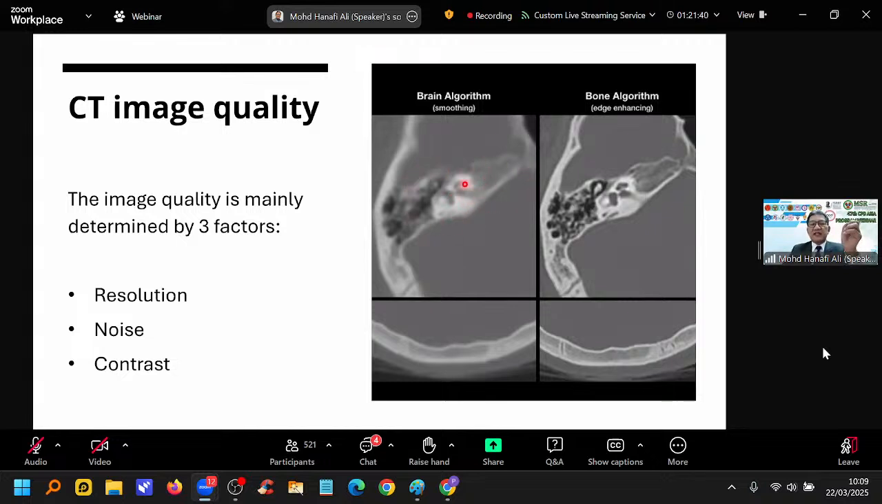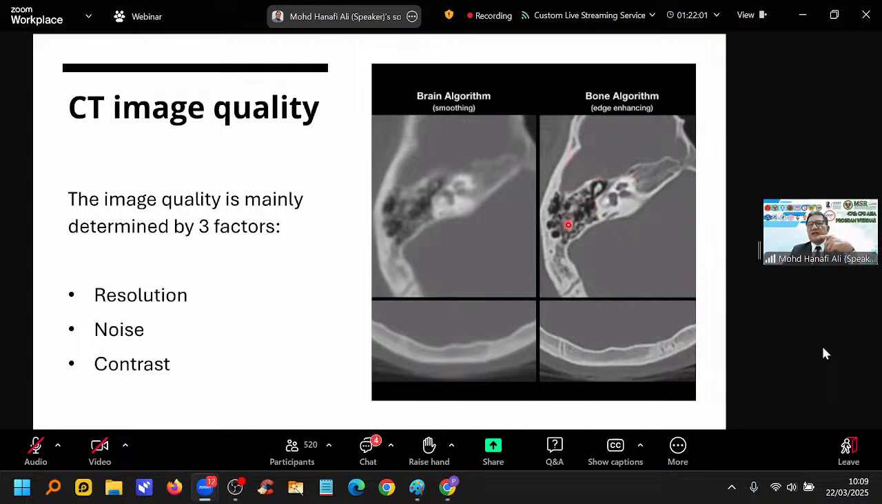And you can see the blurring and the image quality is very low. To the left side, you can see my laser moving around here. This is because of the smoothing, brain smoothing. Actually, we need that for the bone algorithm. Then we change to edge enhancement.